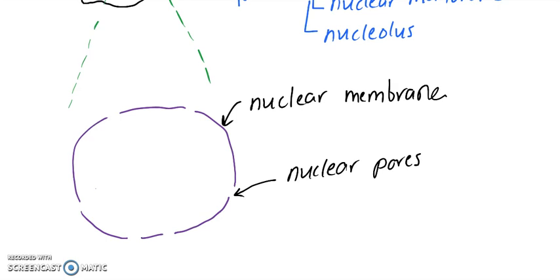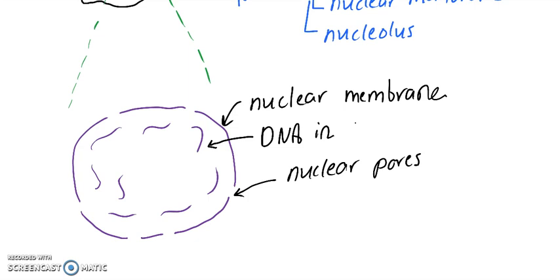Inside, we'll see this loose structure. This is actually DNA in its loose configuration, called chromatin. So again, the nucleus contains DNA. This is the DNA right here. But in this loose form, we call it chromatin. It's still DNA though, DNA in chromatin form.